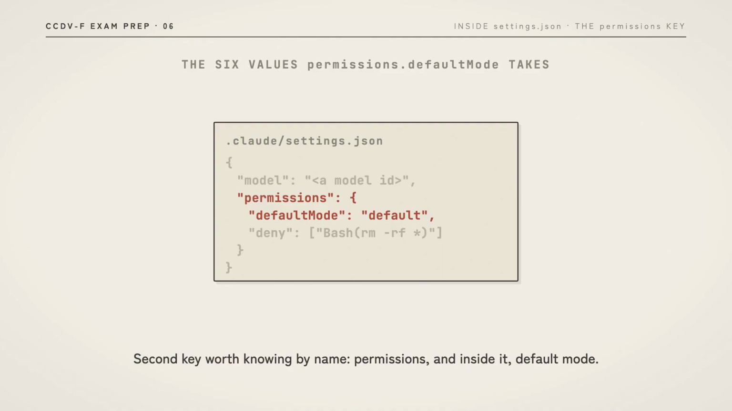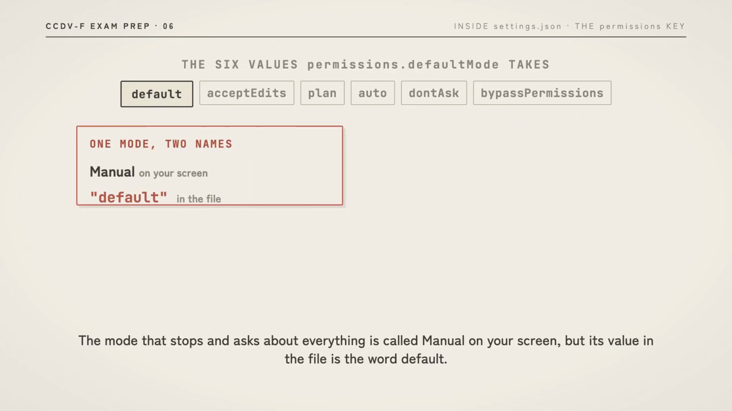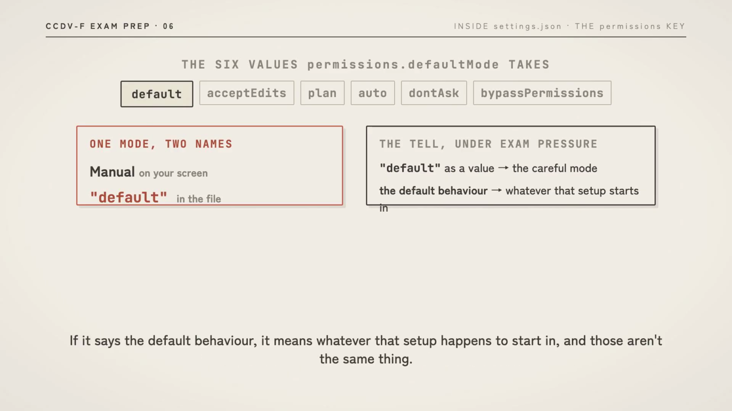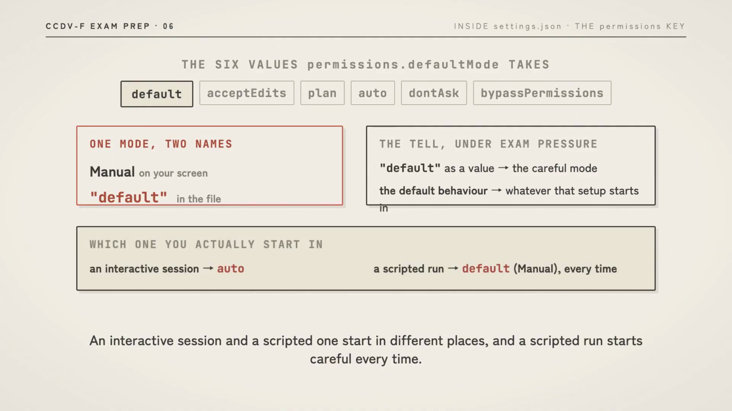Second key worth knowing by name: permissions, and inside it default mode. Permission modes decide how much the tool asks you before it acts, and there's a naming trap here that the exam loves. The mode that stops and asks about everything is called manual on your screen, but its value in the file is the word default. So here is your tell. If a question prints default as a config value, it means the careful mode. If it says the default behavior, it means whatever that setup happens to start in, and those aren't the same thing. An interactive session and a scripted one start in different places, and a scripted run starts careful every time.